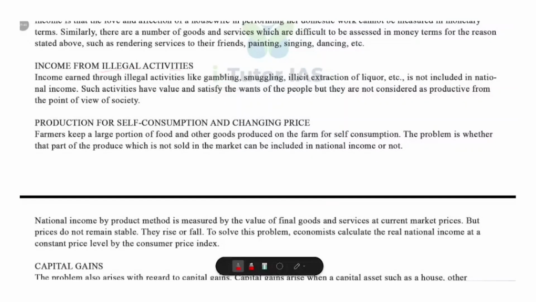Income from illegal activities is also excluded from national income. What does it mean? Money earned through illegal or forbidden activities such as gambling, smuggling, making or selling illegal liquor is not included. Why? National income counts productive activities that benefit society. Even though these illegal activities earn money, they are not considered socially productive. So they are excluded. In short, only legal and socially accepted economic activities are included. Illegal earnings, no matter how much money they generate, are not counted.